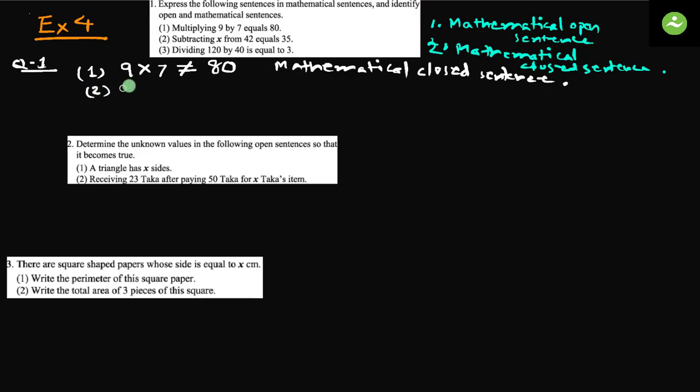Now number 2, subtracting x from 42 equals 35. From 42 subtract x equals to 35. Now the question is, what is the value of x? Now we don't know the value of x. So we cannot call it a mathematical closed sentence. It is open because the value of x will vary. If its value is 10, the statement is not the same as if the value of x is 11. So let us call it a mathematical open sentence.